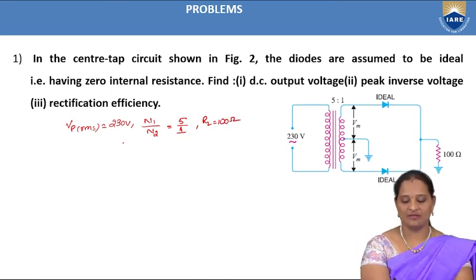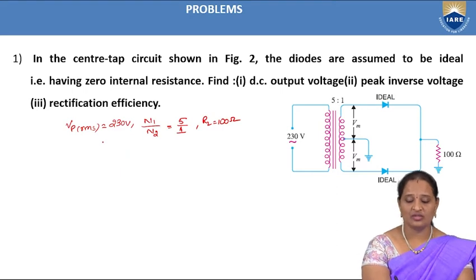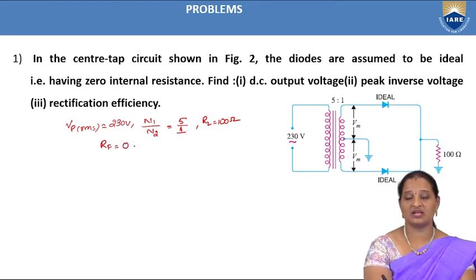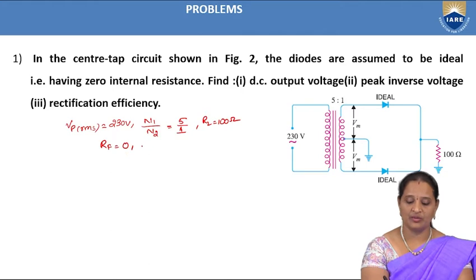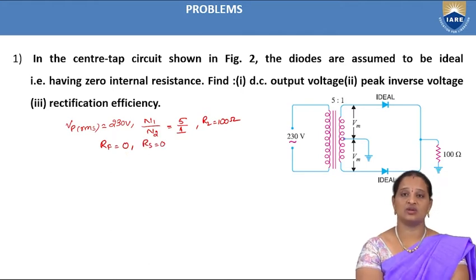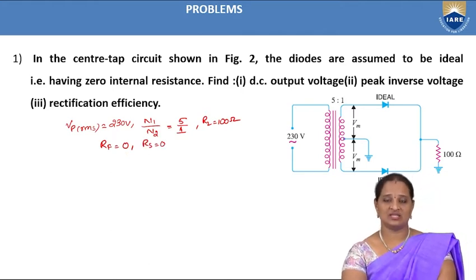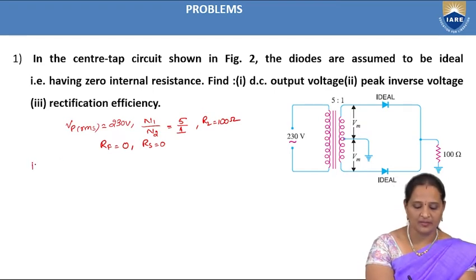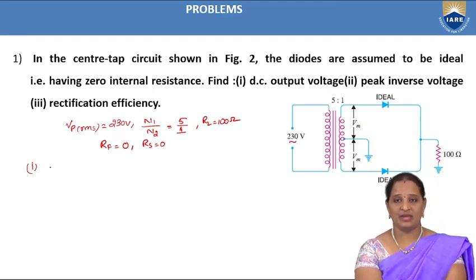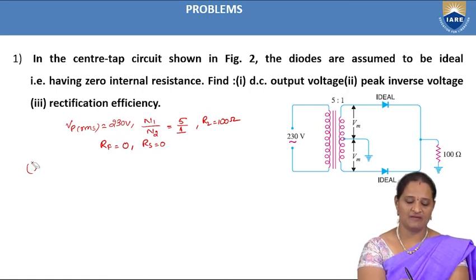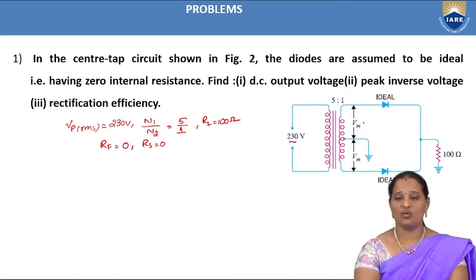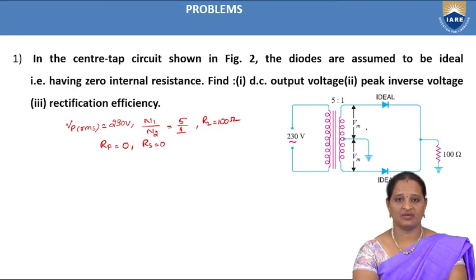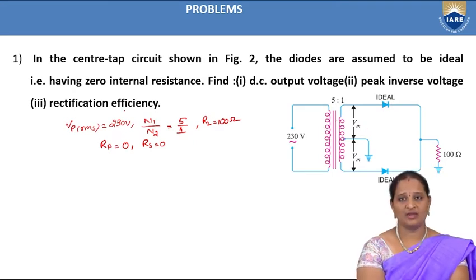These are the values given, and he has mentioned that the diodes are considered to be ideal, and hence we can consider that RF equals 0, and similarly RS also equals 0, because the internal resistance of the secondary winding is also not mentioned, which means we need to consider it as 0. Now he asked us to find VDC, peak inverse voltage and rectification efficiency. As we don't know the voltage at the secondary winding, we only know the primary winding RMS voltage and the turns ratio.